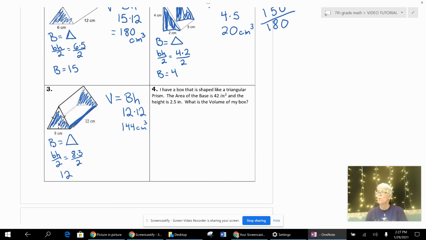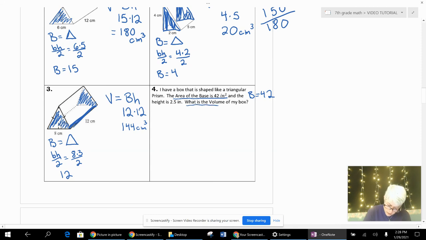A word problem. Oh, our favorite. I'm just kidding. Okay, I have a box that is shaped like a triangular prism. The area of the base is 42. Big B is 42. I don't know why everyone misses that every year. Half the kids miss that. It's giving you the area of the base. It's giving you big B. You don't have to find it. And let's see. And the height is 2.5.